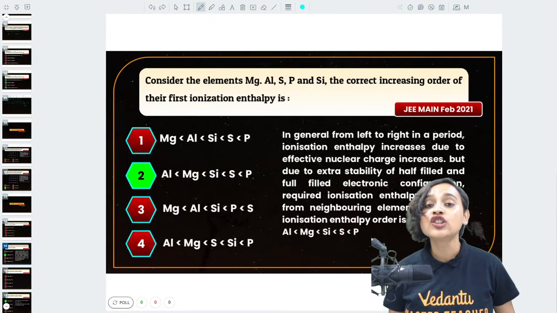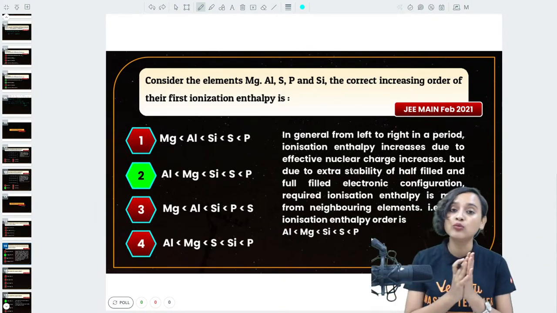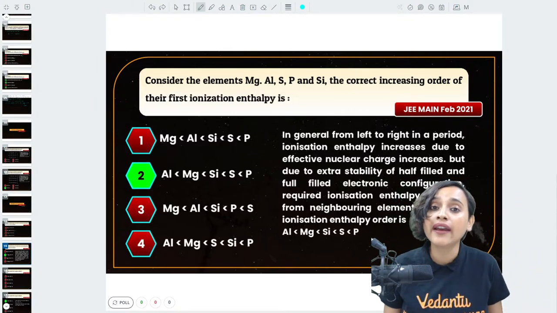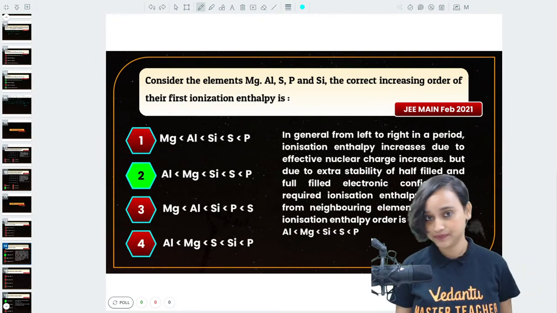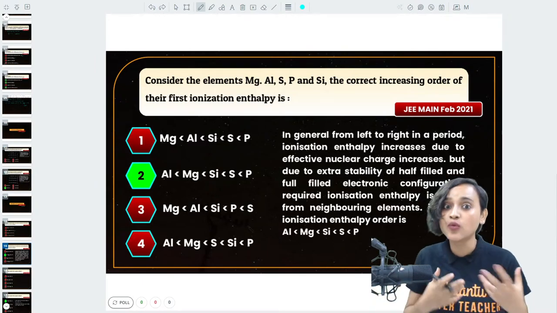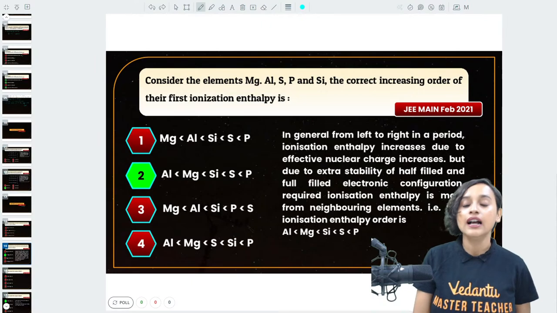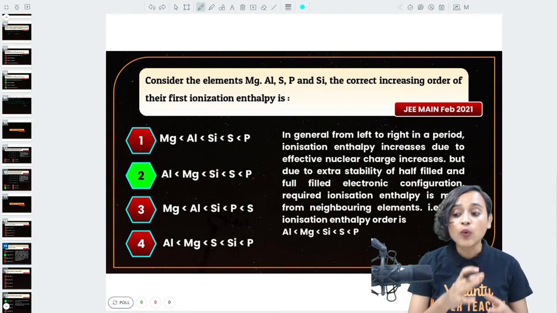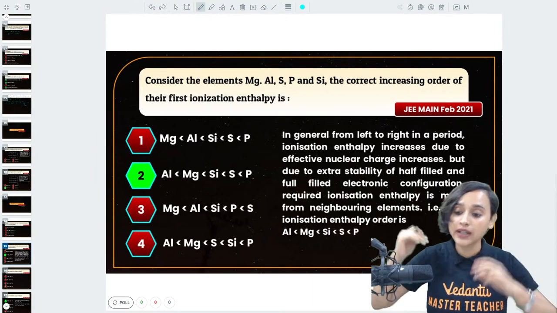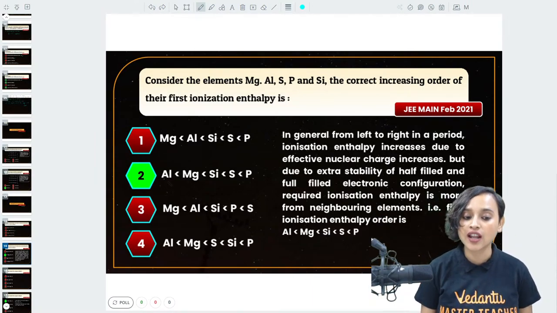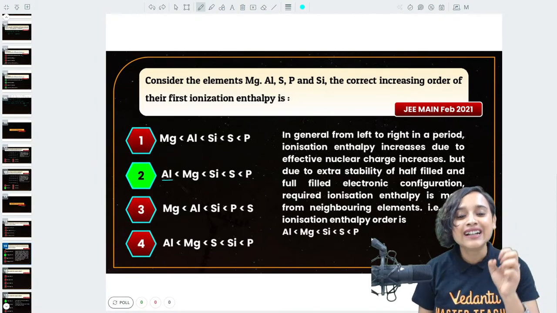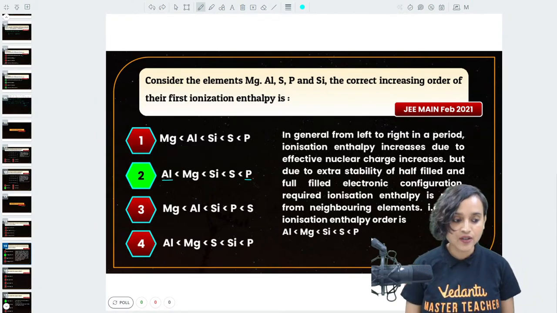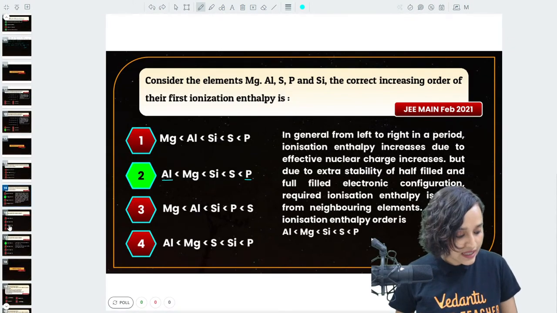Why? Because in general, we know that from left to right, when you move in a period, ionization enthalpy increases. Why? Because effective nuclear charge increases. Why? Because the number of protons also increases, isn't it? Now, because of extra stability of half-filled and fully filled electronic configuration, the required ionization enthalpy is a little more than the neighboring elements. And that is why the first ionization enthalpy for aluminium decreases, whereas for P, it increases. So this is the scenario. Do we understand this? Is this clear, guys? Let's go to the next question.